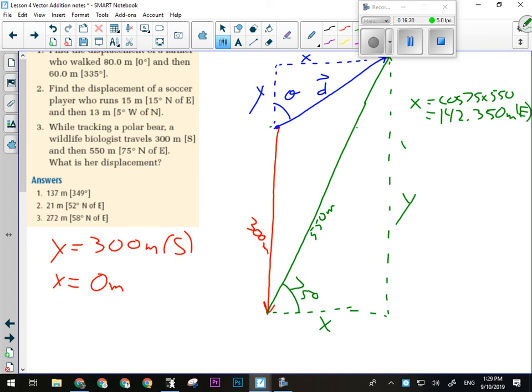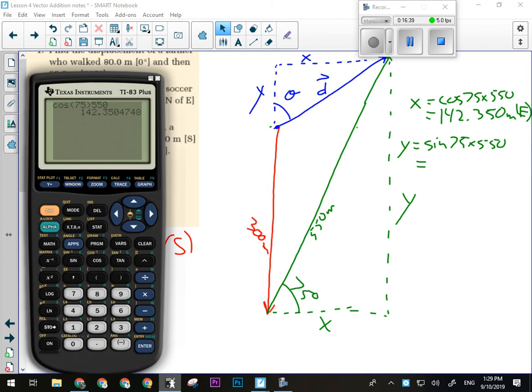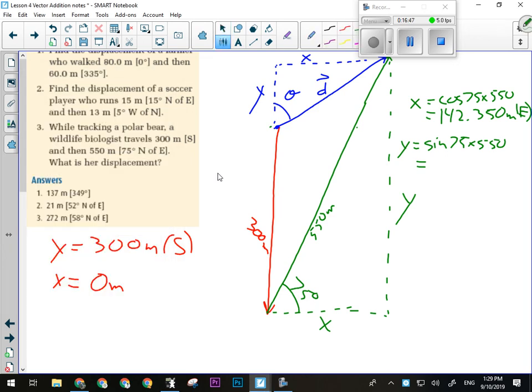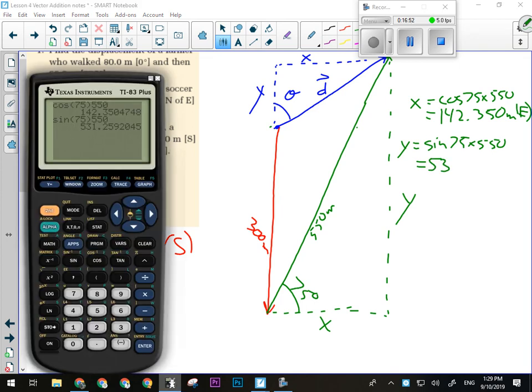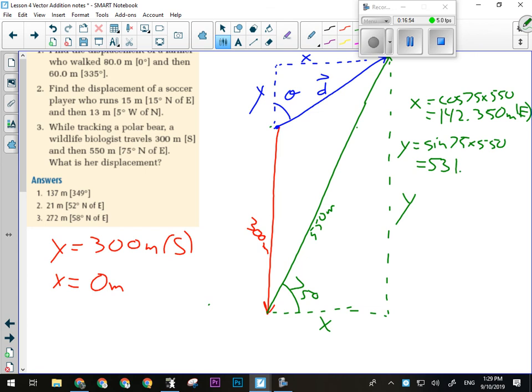I need to find green y as well. It'll be the sine of 75 times 550, because it's the opposite side. All right, gives me 531.259 meters, and that's north. So that's what I've got for those.